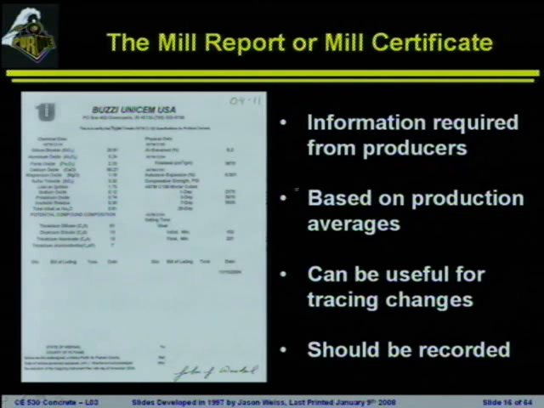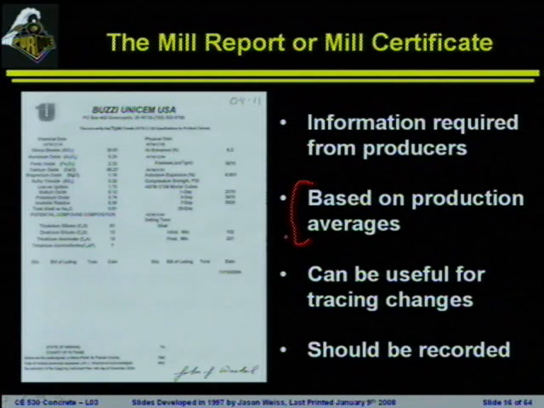One of the things that I will point out is that this is based on production averages. So it's typically averaged out over the course of a month. So if you're looking to trace down one particular truck or you're trying to trace down one particular piece of clinker, this isn't the way you're going to do it. This is something that's looking at the production run or the production average over a relatively long period of time. It can, however, be useful for tracing changes.